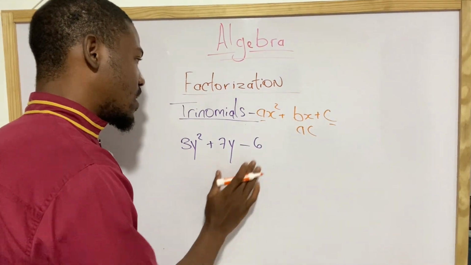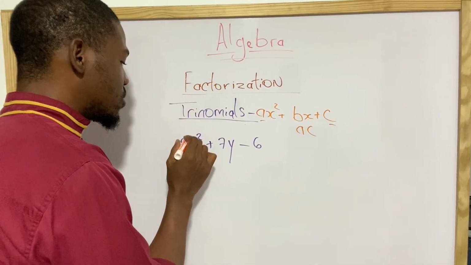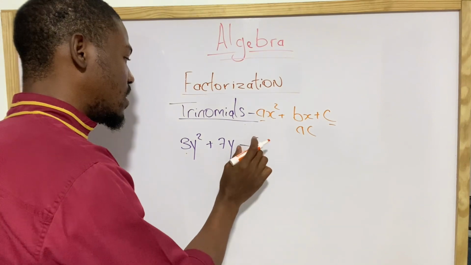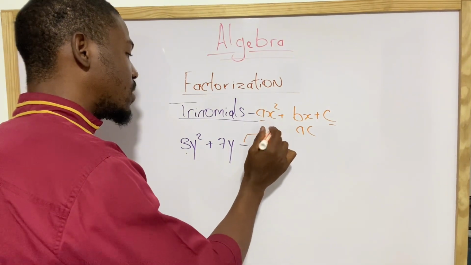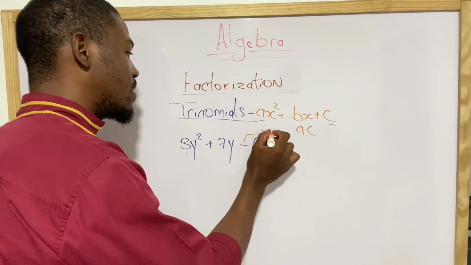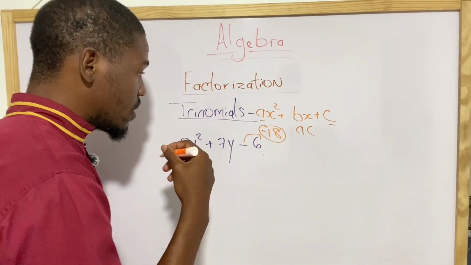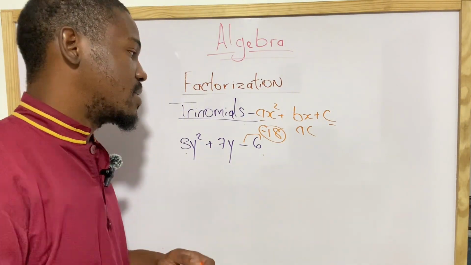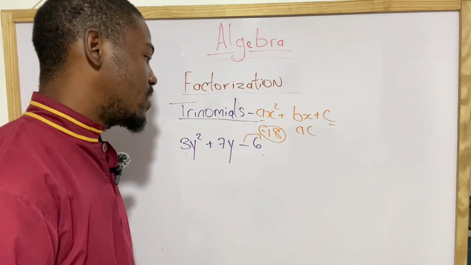As I said, a is really an integer. So when we say a times c, that's 3 times negative 6, which when I multiply them is going to give me negative 18. The next thing we want to do as we're factorizing is to try to find the factors of 18, right?